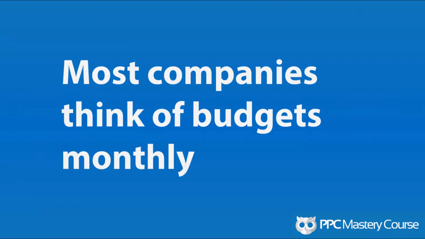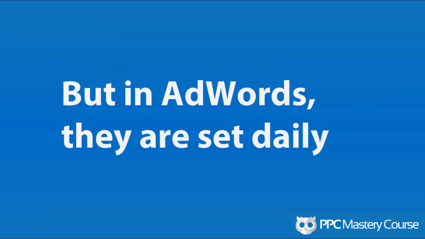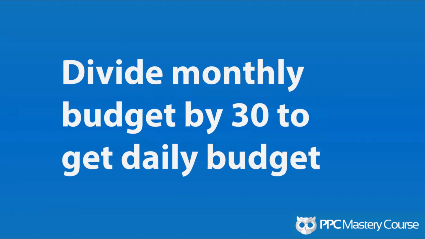Now, most companies think of budgets in a monthly paradigm. Basically, they think, okay, each month we're going to be able to spend this much money on advertising or whatever they're spending money on, and so they think about it in a monthly perspective. On the other hand, in Google AdWords, they set your budgets on a daily basis. And so generally speaking, if you want to divide out your monthly budget into a daily budget, the rule of thumb is you divide your monthly budget by 30 in order to get your daily budget.